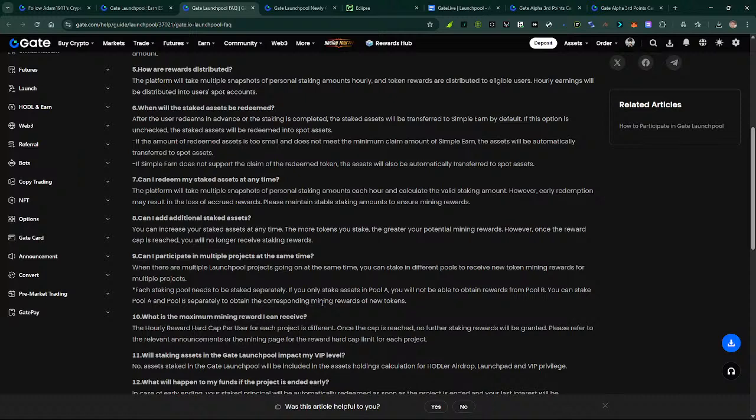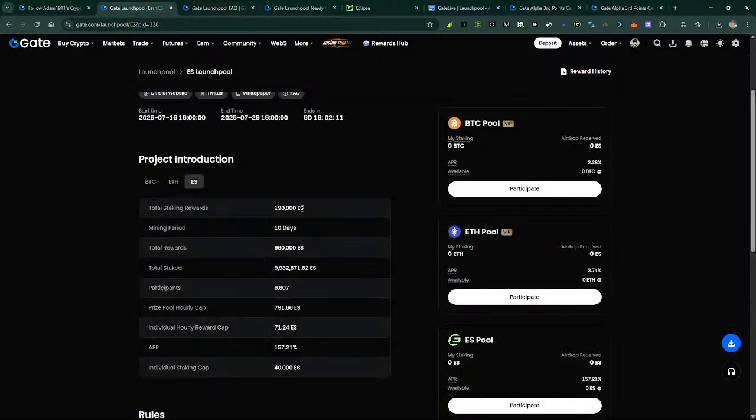And can I participate in multiple projects at the same time? Yeah, definitely. When there are multiple Launchpool projects going on at the same time, you can stake in different pools to receive new tokens, mining rewards for multiple projects. Each staking pool needs to be staked separately. If you only stake assets in pool A, you will not be able to obtain rewards from pool B. You can stake in pool A and pool B separately to obtain the corresponding mining rewards of new tokens. So basically they are saying if you are participating in the Bitcoin pool, don't expect rewards from the Ethereum pool. This is pretty basic common sense.